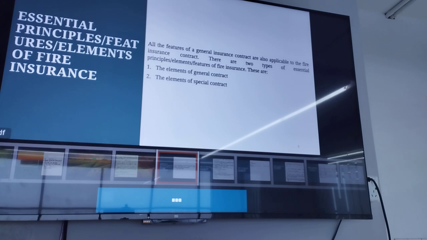Essential principal feature elements of fire insurance. All the features of a general insurance contract are also applicable to the fire insurance contract. There are two types of principle of fire insurance: the elements of general contract and the elements of special contract.